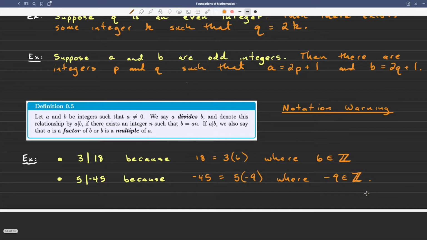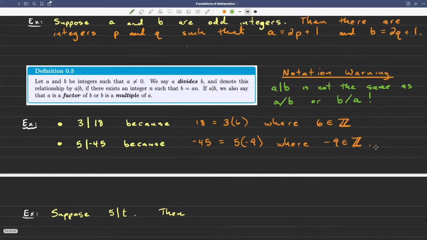I want to give you a little bit of a warning on notation. So when we write a bar b, it's not the same as a divided by b or b divided by a. So a divides b with the vertical bar indicates a relationship between 2 numbers. But when you write a divided by b or b divided by a, that's a number. That's a fraction, right? Don't get those notations confused. They're related to one another, but they're not the same.